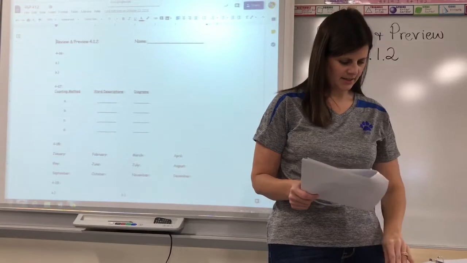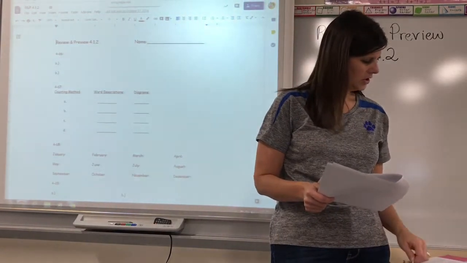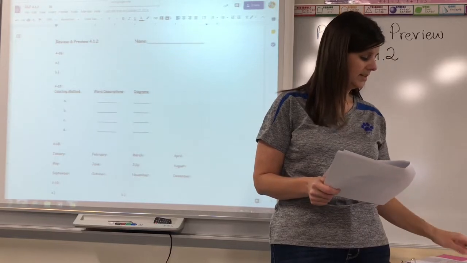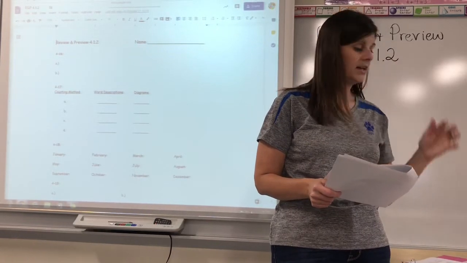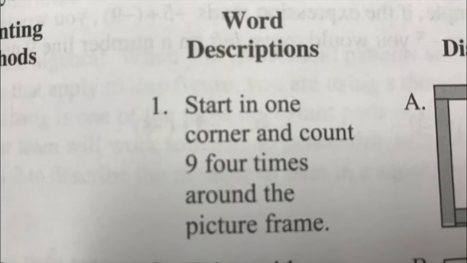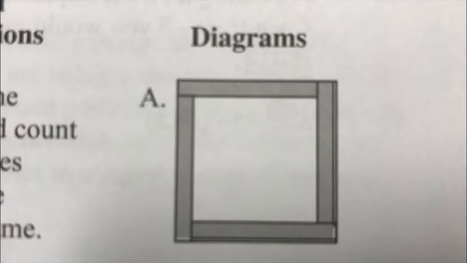Question 17 shows us some different things here. For parts A, B, C, and D, they start us off with an expression. They describe that as the counting method. My job is to match that counting method up with a word description and a diagram.